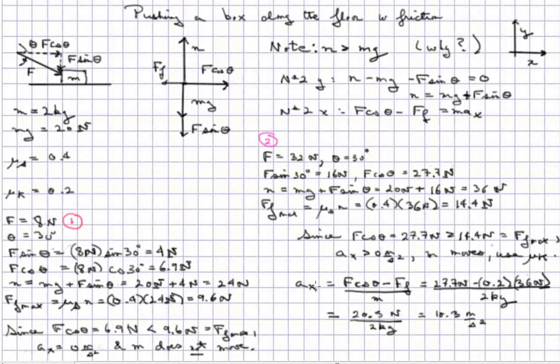And our a sub x now, so I'm going to take my Newton's second law equation here and solve for a sub x. That's very simple to do. Just divide both sides by m. It is F cosine theta minus f sub k over m. And this now is the 27.7 newtons, which is the x component of the force. And for f sub k, I now transition to the coefficient of kinetic friction, 0.2 times the normal force, which is, as we've previously computed, 36 newtons, divided by 2 kilograms. So that leaves us with a numerator of 20.5 newtons divided by 2, which is 10.3 meters per second squared.